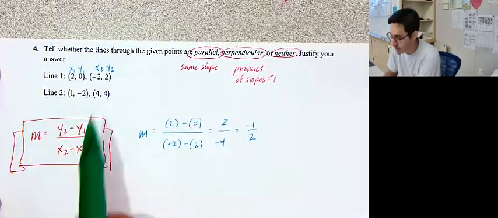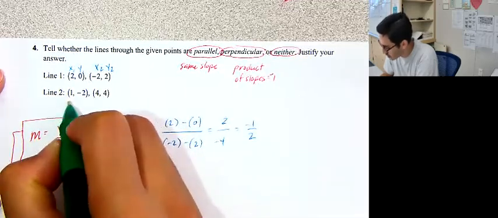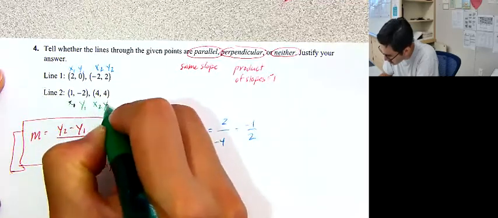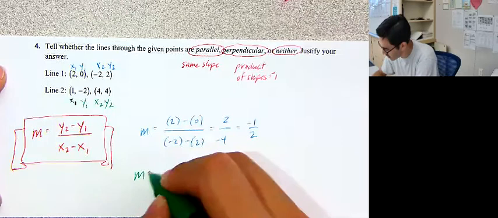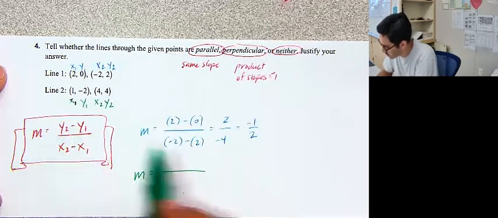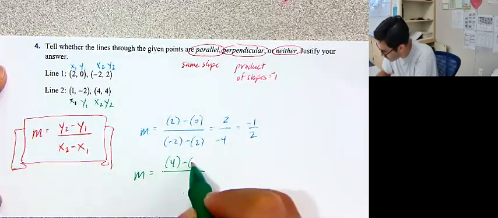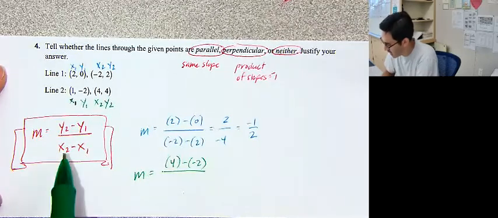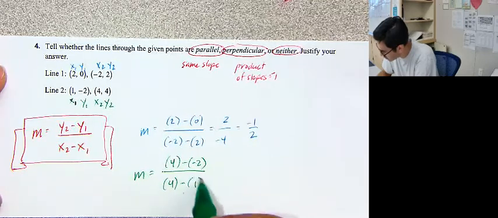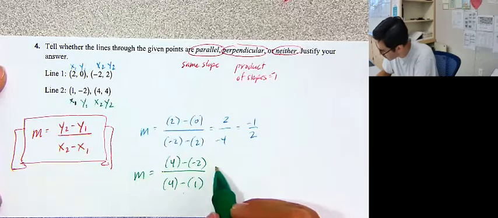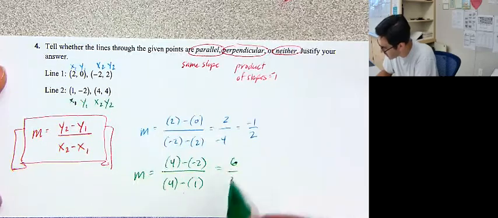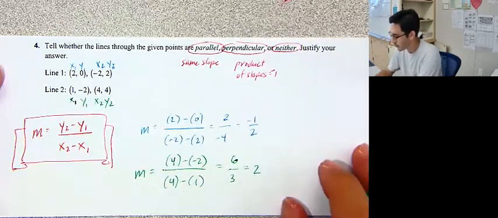All right, let's do the same thing for line number 2. Again, we need to label the coordinates: x1, y1, x2, and y2. So our slope for line 2, go back to the formula, y2 minus y1. That's going to be 4 minus -2, and then x2 minus x1, that's going to be 4 minus 1. 4 minus -2 is 6, 4 minus 1 is 3, and 6 divided by 3 is 2.